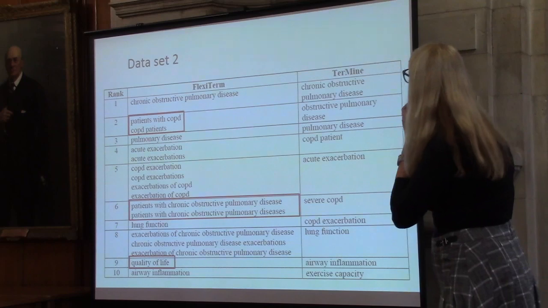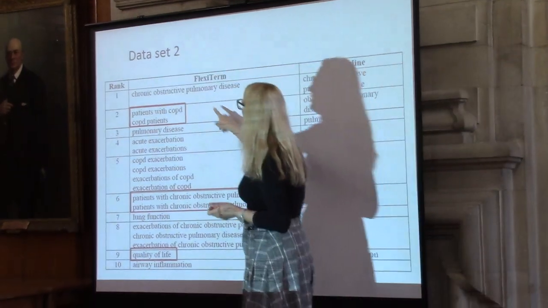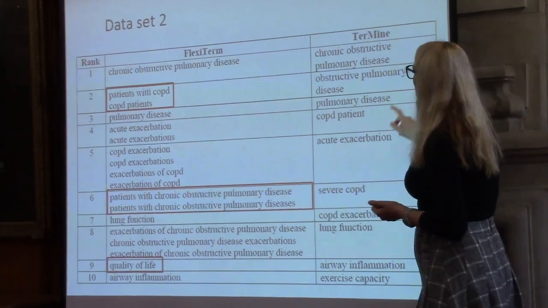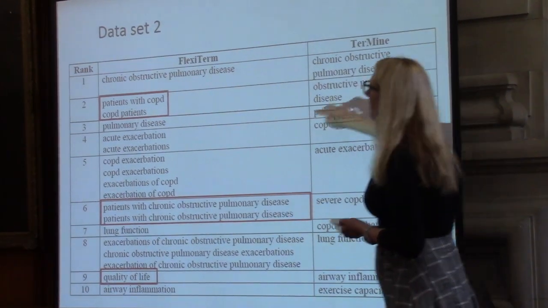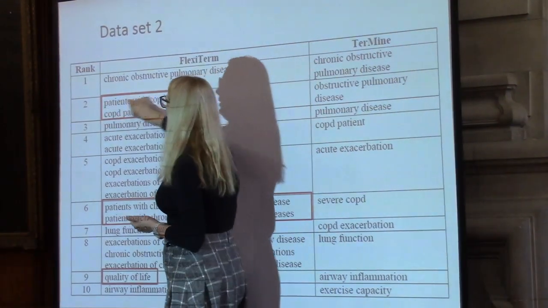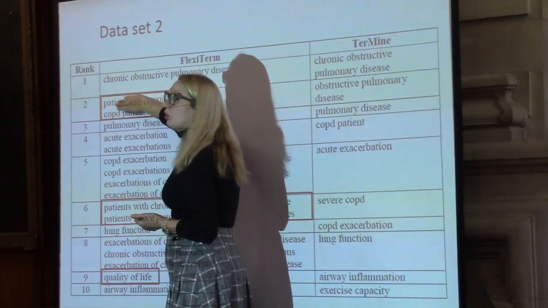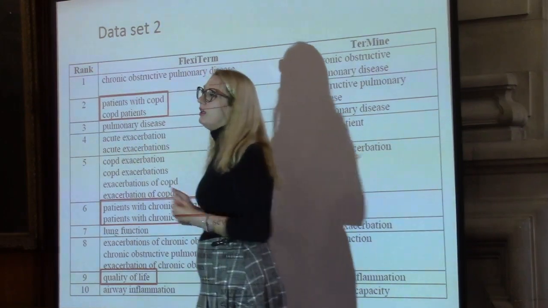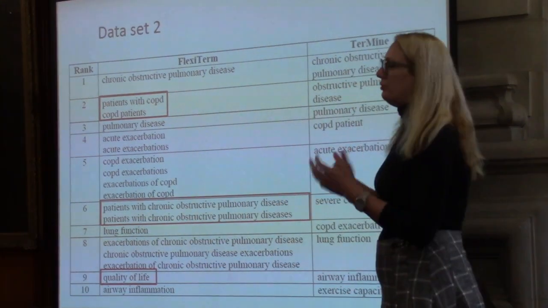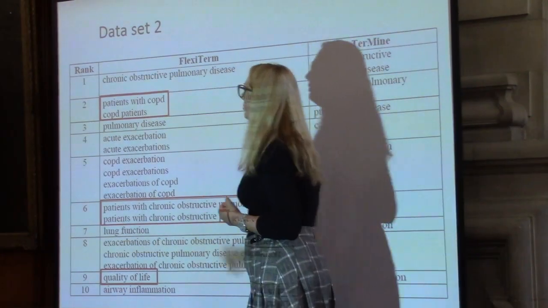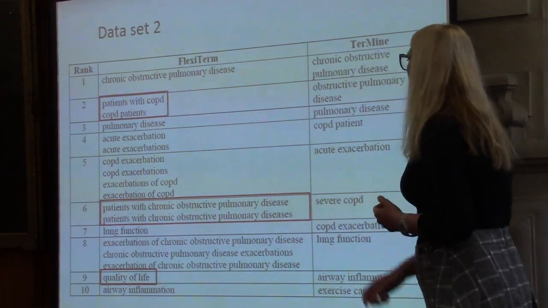Here we see patients with COPD and COPD patients grouped together. That's nice. C-value doesn't even bother with this type of structure. So it won't pull it out at all, which means it's not risking too much. So the precision will be higher, but they will miss out on the recall because of this.